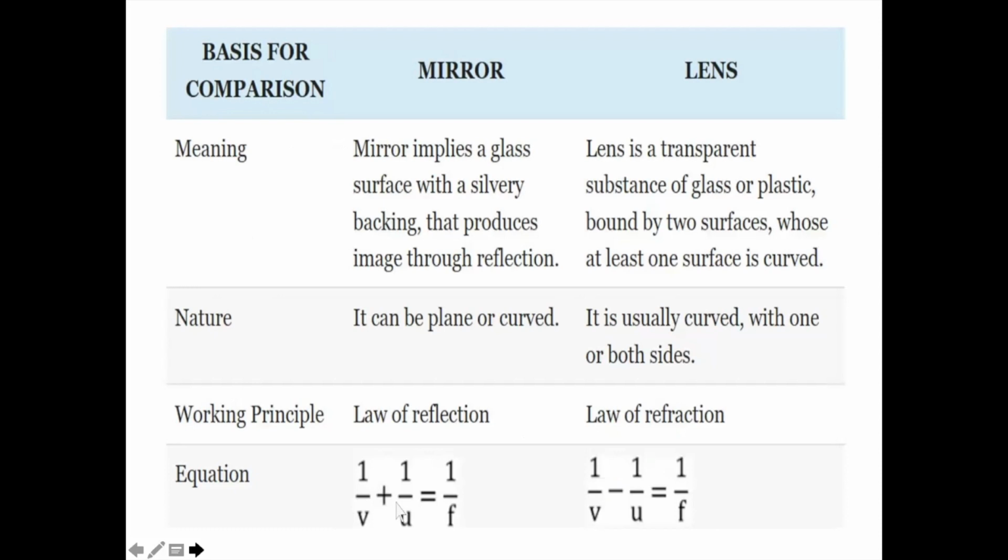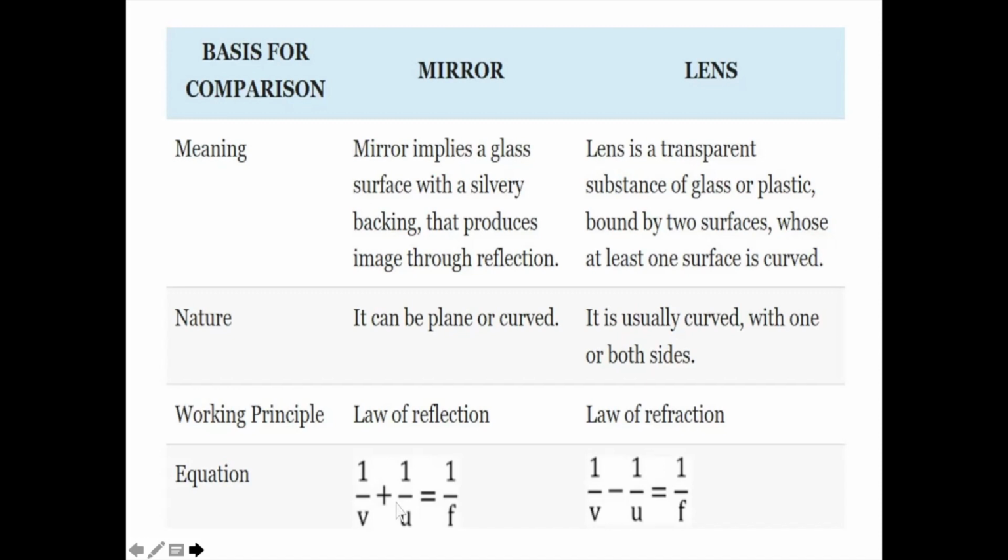Mirror means there is a glassy surface and the backside is opaque. Lens means it is totally transparent. Examples are glass and plastic. Mirrors can be plane or curved. Lenses can be curved. They can be curved on only one side, and they can also be curved on both sides. For mirrors, the principle is the law of reflection. For lenses, the principle is the laws of refraction.